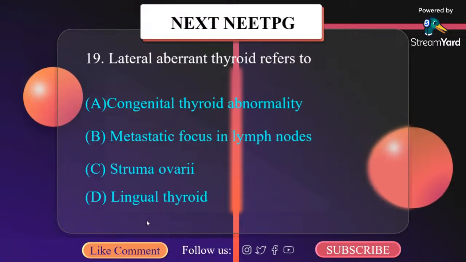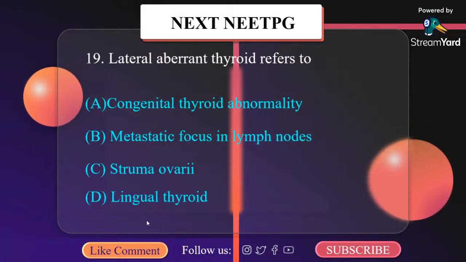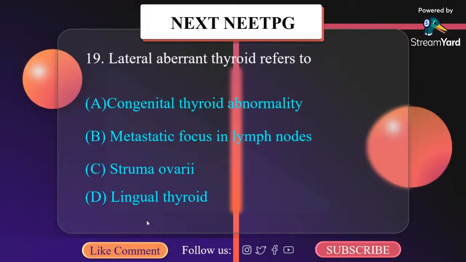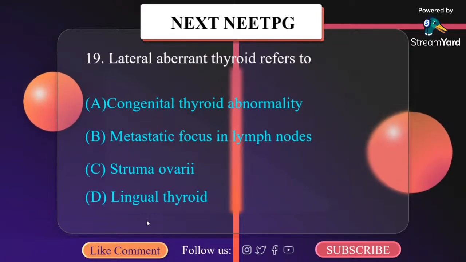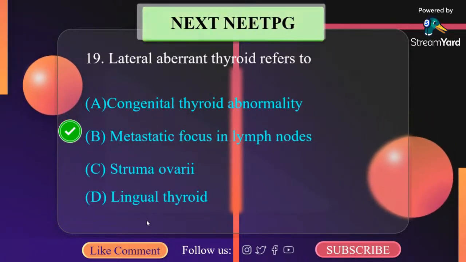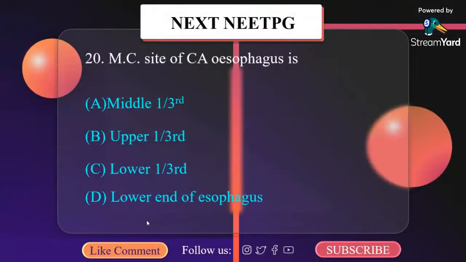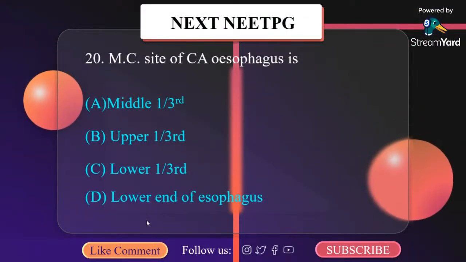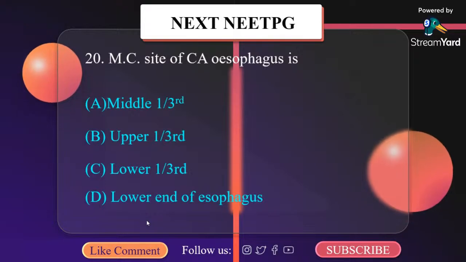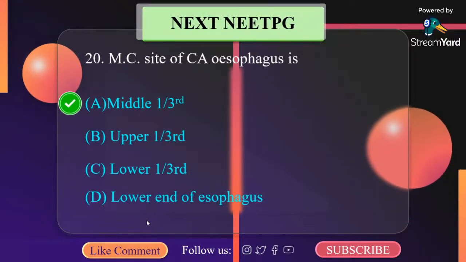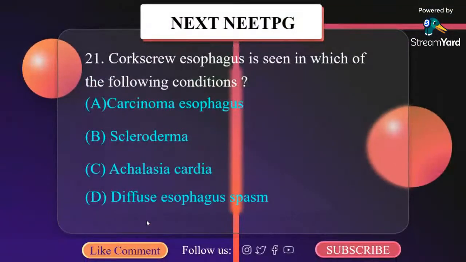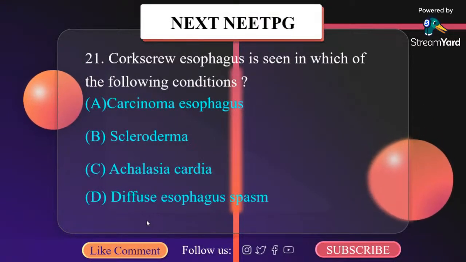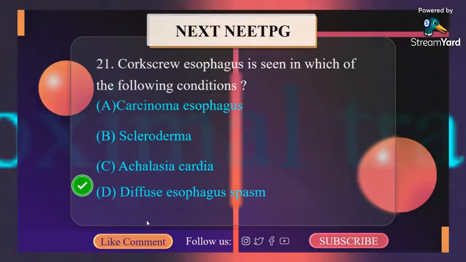Lateral aberrant thyroid refers to A. Congenital thyroid abnormality, B. Metastatic focus in lymph node, C. Struma ovarii, D. Lingual thyroid. Correct answer is metastatic focus in lymph node. Most common site of CA esophagus, this is another important question, is middle one third. Corkscrew esophagus is seen in which of the following condition? It is diffuse esophageal spasm.